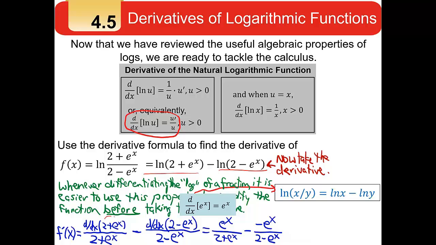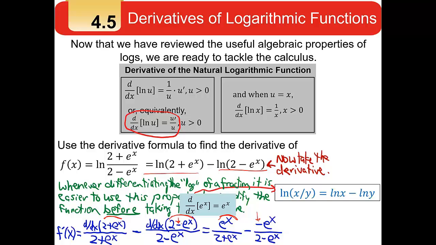When you take the derivative of e to the x, you just get e to the x. So that just gives you e to the x. And then when you move over to the second numerator, the derivative of 2 is still 0. But then you've got minus the derivative of e to the x. So that's where the minus sign comes from. It comes from right here.